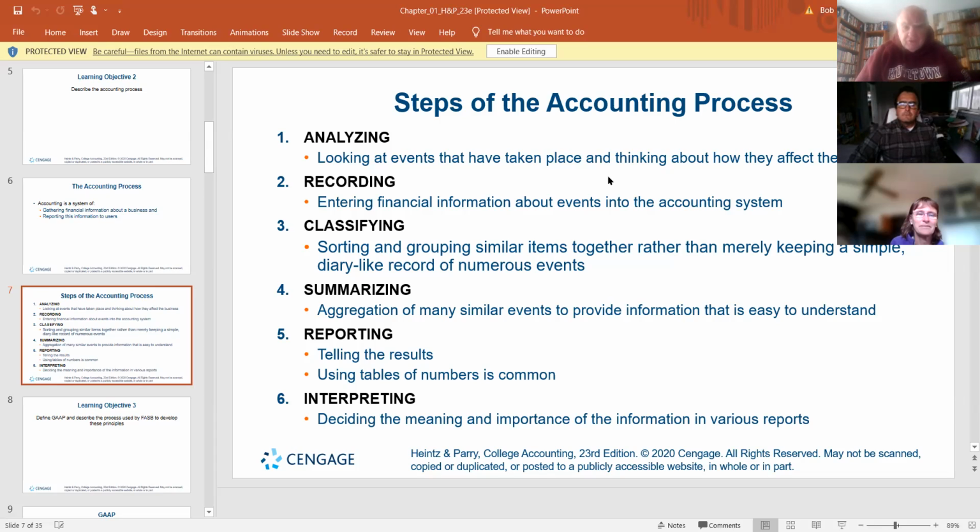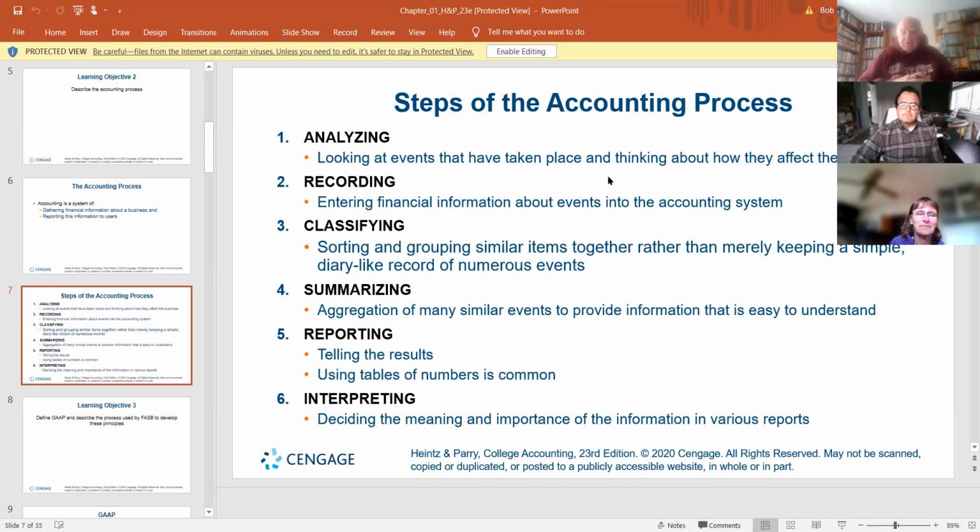We're going to learn about that in chapters 2 and 3, how you record into your general ledger using journal entries. You classify. Like we were just looking at the screen earlier, sorting and grouping similar items together rather than merely keeping a subsidiary-like record of numerous events. It's a way to bring things together in an easy to understand, easy to present form. Summarizing, you aggregate many similar events to provide information.